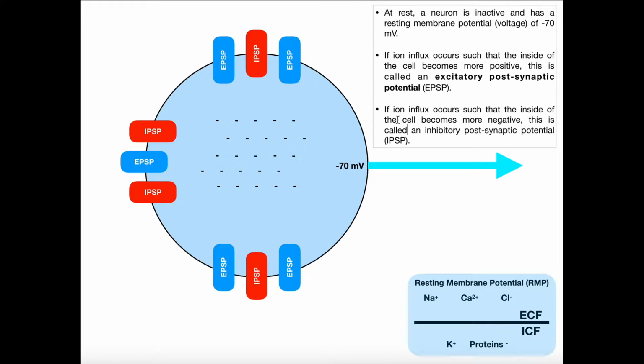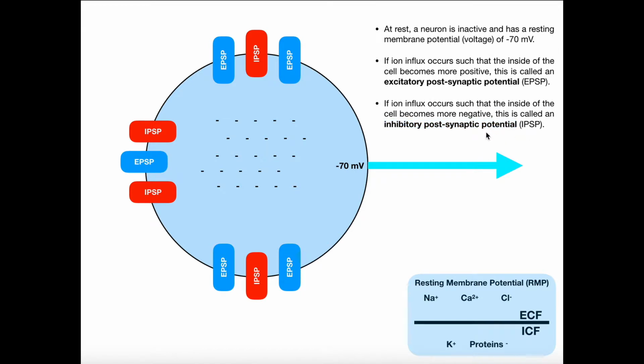Okay? Also, in contrast, if ion influx occurs such that the inside of the cell becomes more negative, this is called an inhibitory postsynaptic potential, or an IPSP. And IPSPs, as you might guess, would actually bring the membrane potential closer to -70 and sometimes even further, maybe -71, -72, and so forth. And that takes the membrane potential further away from threshold, which is our -55. That's what we're trying to get to. And so the key here is, if we want to get to -55 millivolts, we have to do something that makes the inside of the cell more positive.